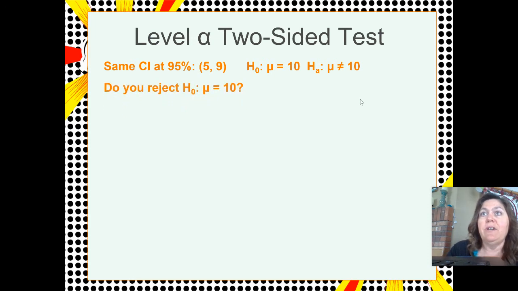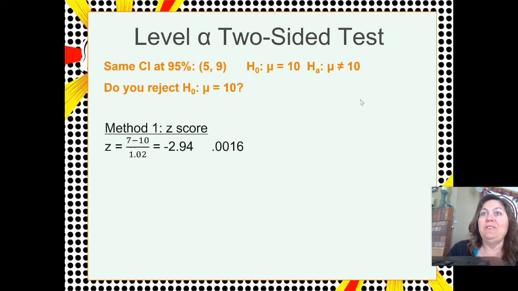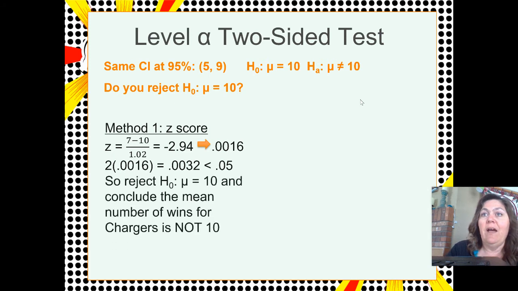So would you reject the H0? We reject the H0 at mu equals 10. Well, is 10 inside that CI? You could go back to your method one that we've been talking about. There's your Z statistic showing you that you get a p-value of 0.0016. That is pretty small, even when I times it by 2 for my two-tailed. That's still less than the 0.05.